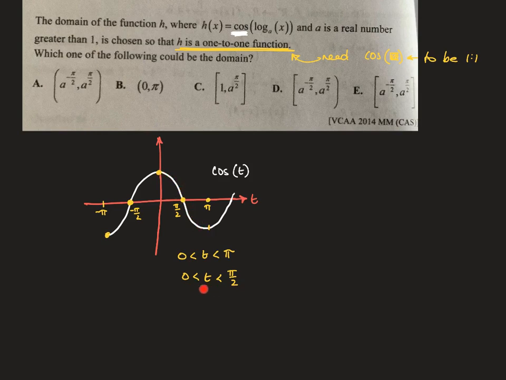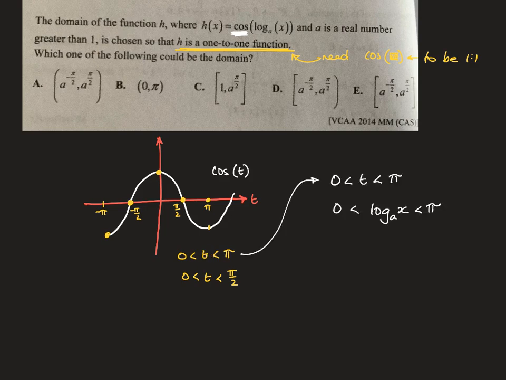We could also take a smaller section. We could go from 0 to pi on 2. We could use this little section here, this domain, and that would also give us a one-to-one function. What that means is our input for this cos function is t. But for our composite function that we're working with, it's not t, it's actually log to the base a of x. So I'm going to start with this first domain here, and I'm going to replace the t with log to the base a of x.